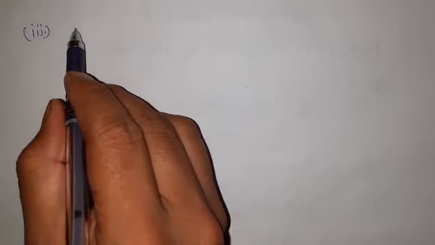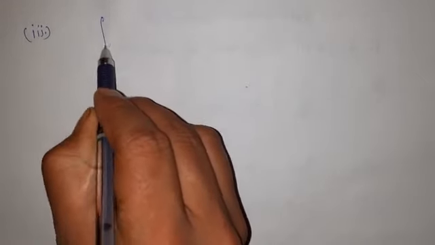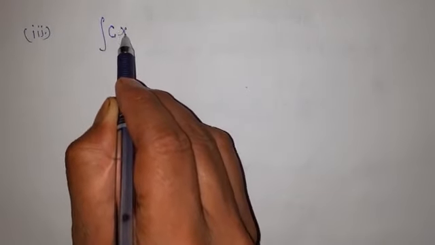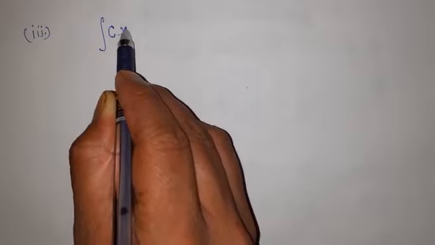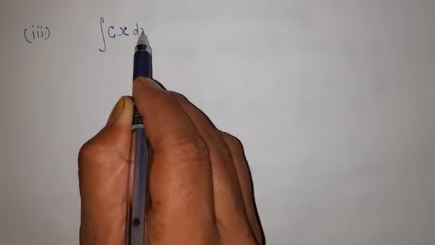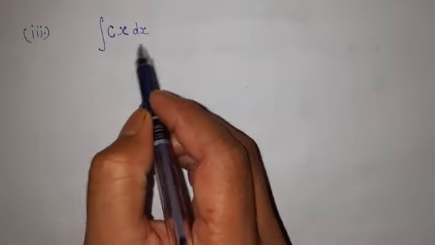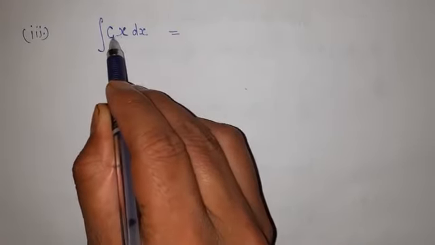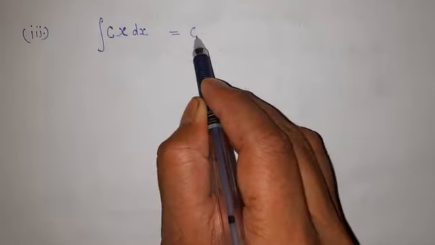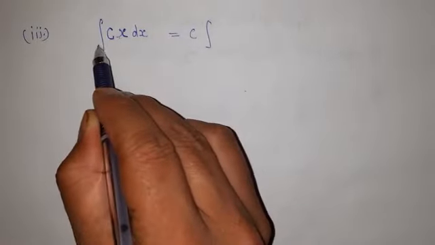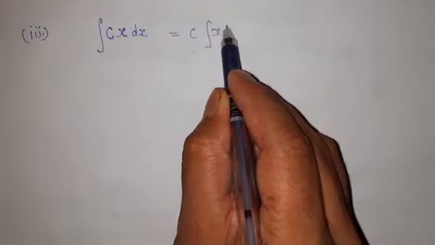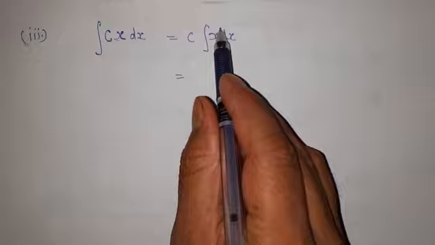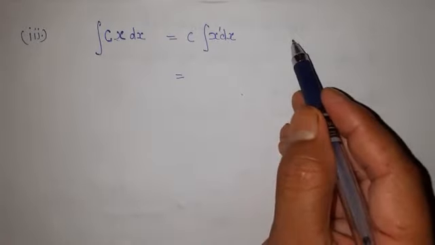Now the third formula we are going to learn: if there is an integration in which we are getting a constant, and along with it there is the variable, the function x, and we are doing its integration with respect to x as well. So how to have this integration? In such cases, when the constant is in multiplication, you need to take the constant outside of the bracket and the integration sign, and inside there will be left only x and dx.